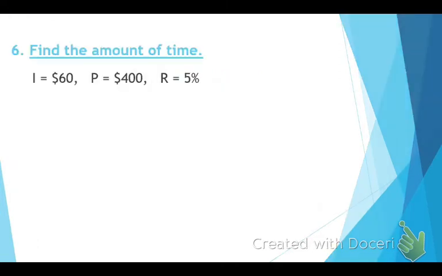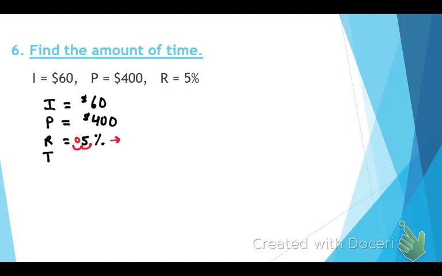I put the... All right, for question number 6, you are trying to find the amount of time. Okay, so sometimes what I taught you at the beginning, it helps to write it out, IPRT. We know the interest is $60. We know the principal is $400. Now, what does it say for the rate? 5%. What do we have to do with that? Turn it into a decimal. So what would that be as a decimal? 0.05. And do we know the time? No, we do not. So we're just going to put a little question mark.